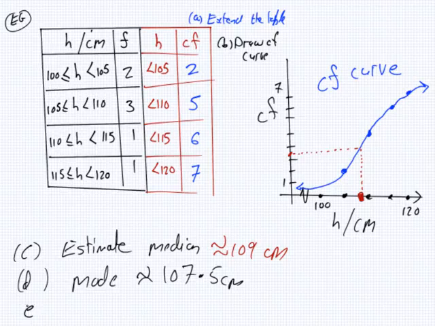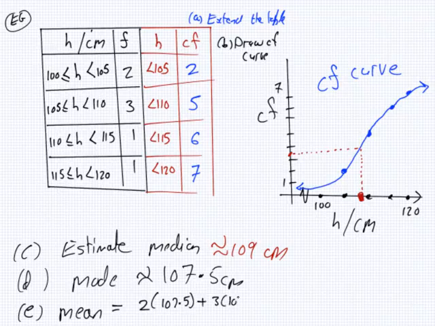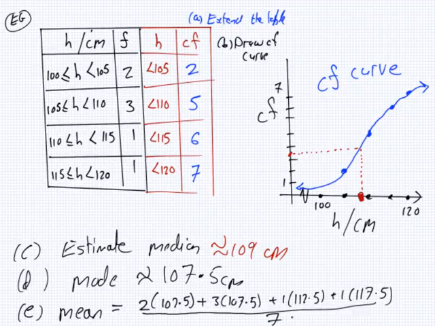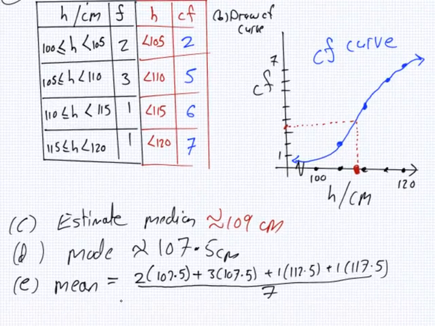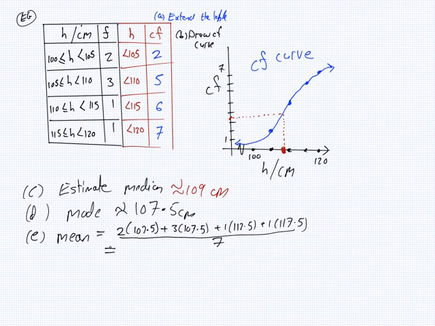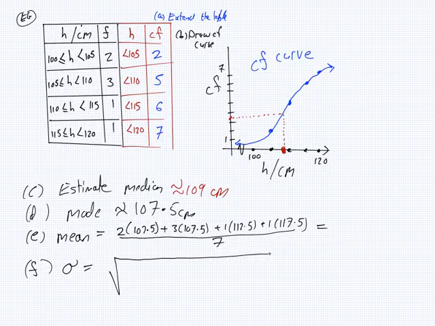Okay, next let's calculate the mean. So that would be 2 times 102.5 plus 3 times 107.5 plus 1 times 112.5 plus 1 times 117.5 all over 7. Yes, thank you. What's this? Should be somewhere around about 110. What is it? 110.2. Okay.